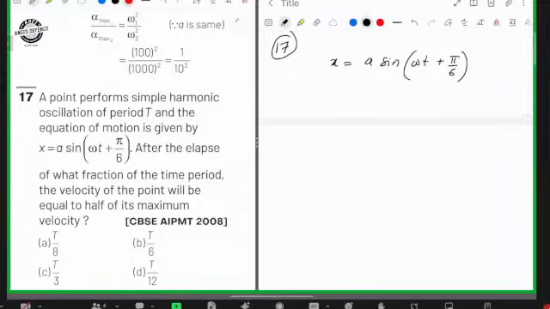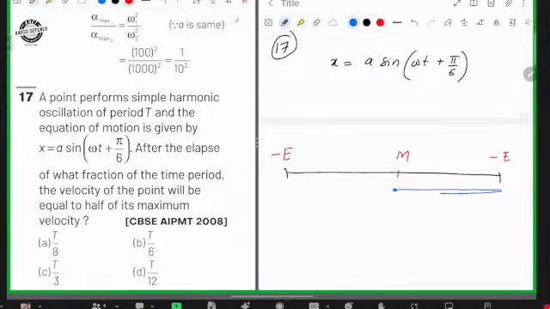After that, what elapse of time the velocity becomes half of its maximum velocity. Now, I will tell you one thing. Pay attention. See, this is extreme position, this is mean position, and this is negative extreme position. Remember, if our particle is performing SHM and completing one complete oscillation, then for this process it would take one time period.